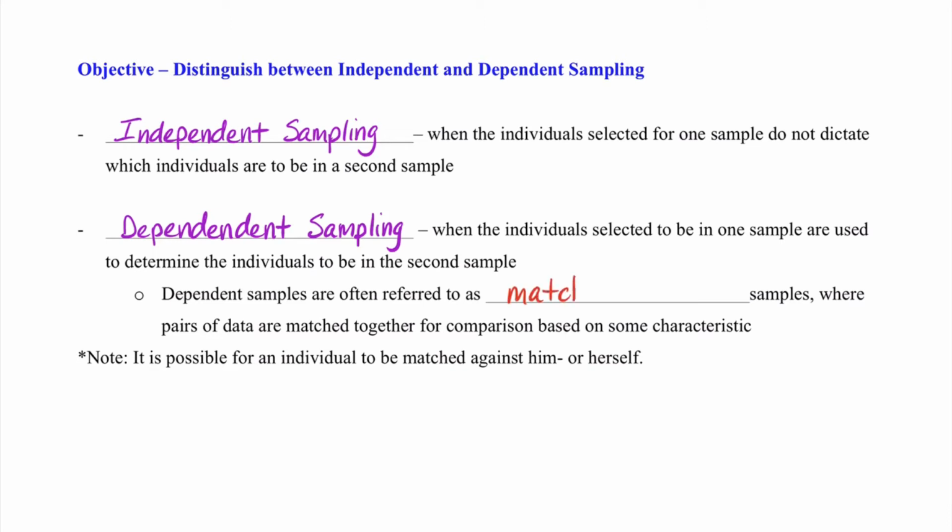Dependent samples are often referred to as matched pairs samples, where pairs of data are matched together for comparison based on some characteristic. Note that it is possible for an individual to be matched against him or herself, but we'll elaborate more with our sampling through some examples.